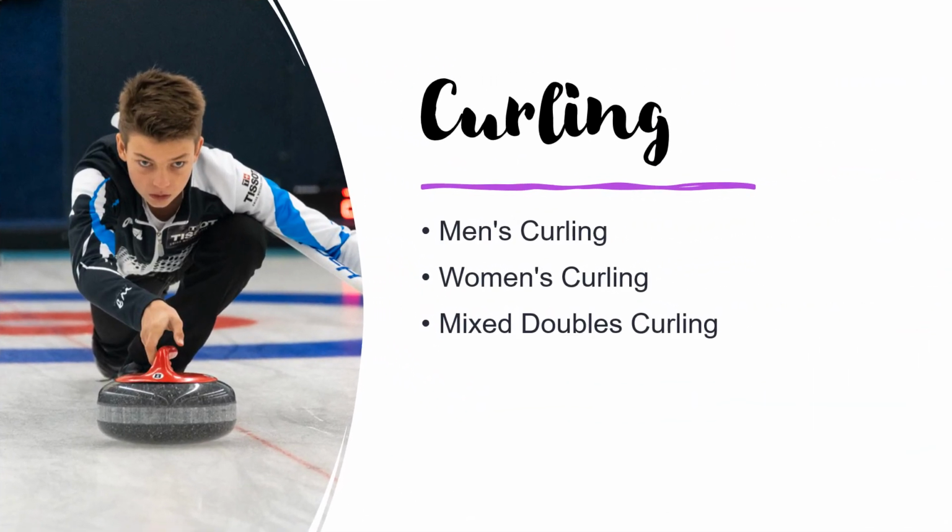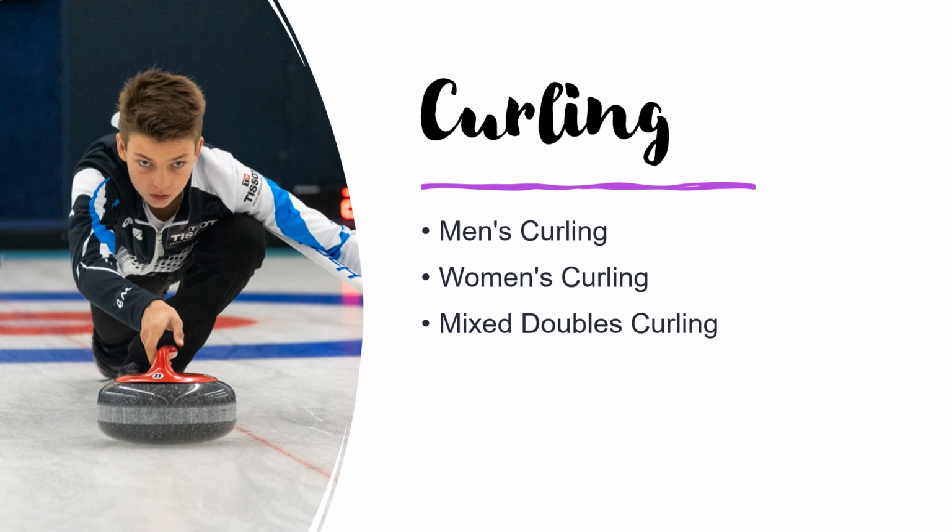Curling completes the list of Winter Olympic events. This is a unique sport that takes place on ice using equipment called stones and brooms. The playing field is called a sheet. At the end of the sheet is a target called the house. The house has 4 rings, with the center one being called the button.